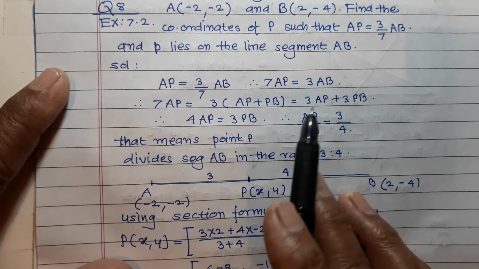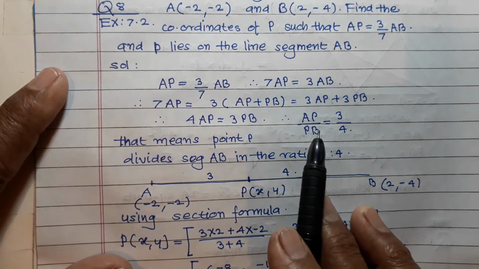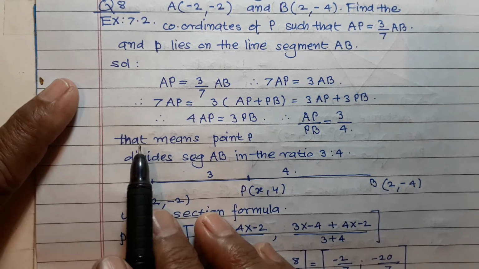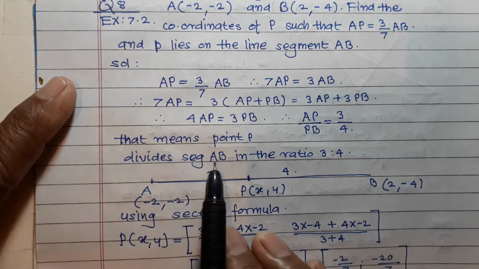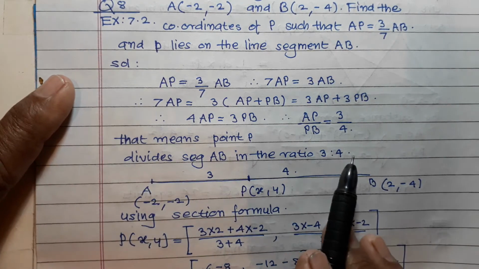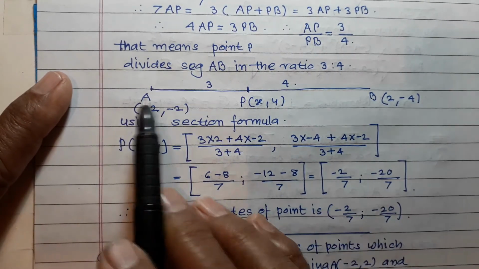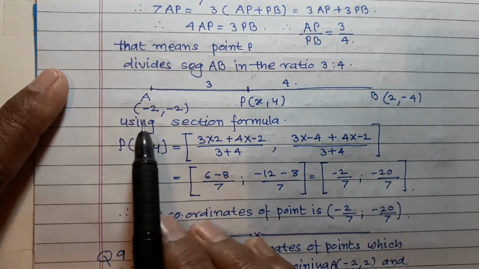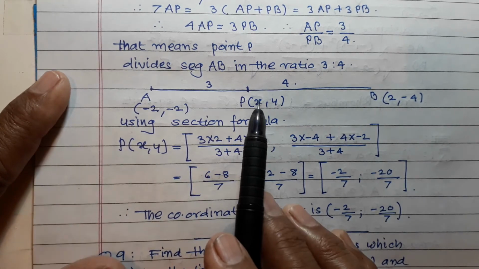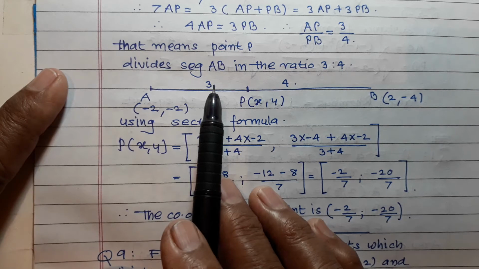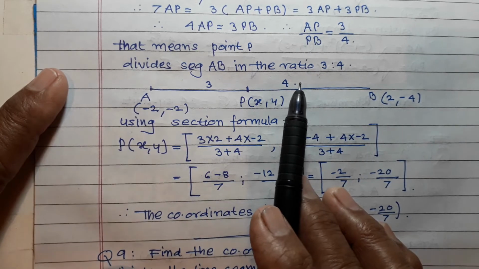That means point P divides segment AB in the ratio 3:4. Now draw this figure: A, B. Now this is point P(x, y), and P divides segment AB in the ratio 3:4.